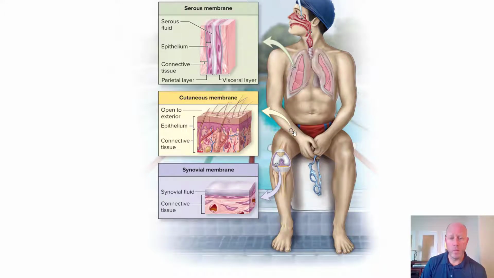Cutaneous membrane, we're looking for more of the skin here, open to the exterior, right? And then the epithelium, the outermost layer, I should say, with connective tissue below, and synovial membranes, which you find in joints, specifically in this case here, the knee, where 2 bones meet, and along with a lot of connective tissue there, we also have a synovial membrane, synovial fluid, often referred to as synovial joints, and connective tissue.